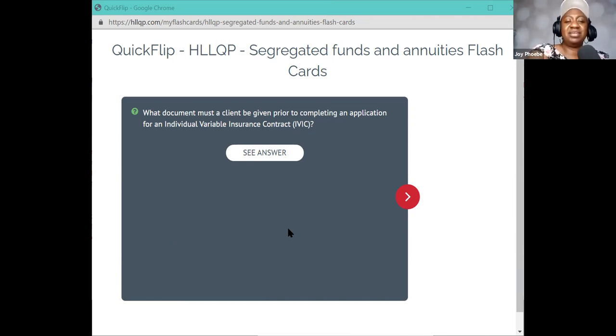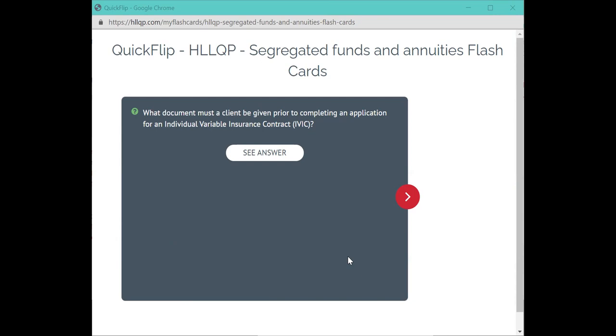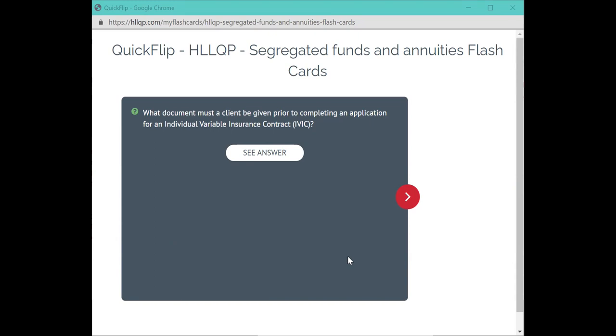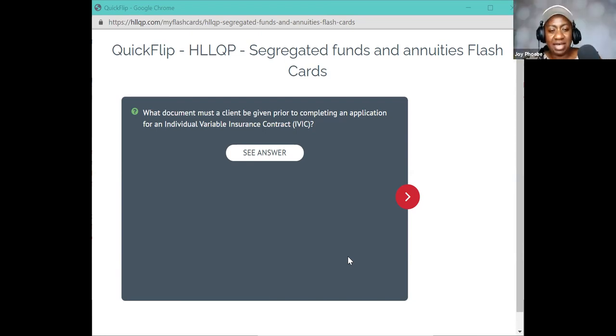Do we even know what an individual variable insurance contract is? Individual, yes. Variable, yes. That's the legal name for segregated funds. Is it a legal name or a document that you receive? Like life insurance, you get a policy, right? But for segregated funds, you get an individual variable insurance contract. That stipulates all the details about what is binding between you and the insurance company. So now the question is, what document must a client be given prior to completing an application for an individual variable insurance contract?